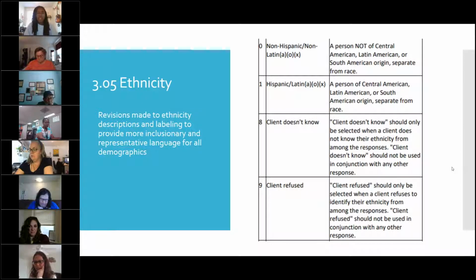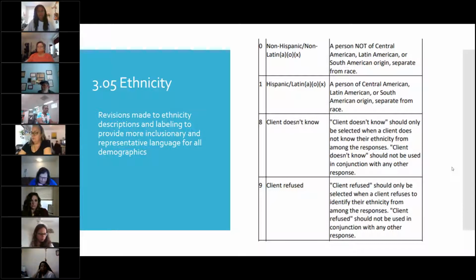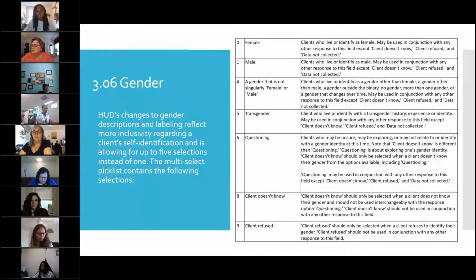The key changes to ethnicity are that Latino, Latina, and Latinx are now all options instead of just Hispanic or Latino. All right, gender, the last one. HUD's changes to gender description and labeling reflect more inclusivity regarding a client's self-identification and are allowing for up to 5 selections instead of just 1. The multi-select pick lists contain these new selections that you can read on the right.